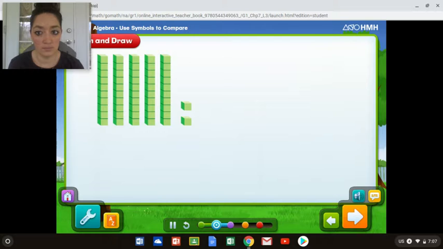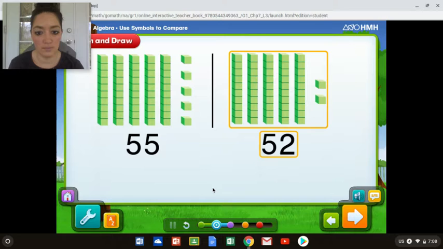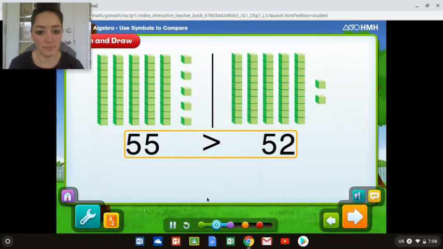Let's model one of them. Start with the number 52 and add 3 1s. Okay, so we have 52. Now we're going to add 3 ones. 1, 2, 3. Now we have a model with 5 10s and 5 1s, which is 55. Is 55 less than, equal to, or greater than 52? Okay, 55 is greater than 52, which we can show by using the greater than symbol.